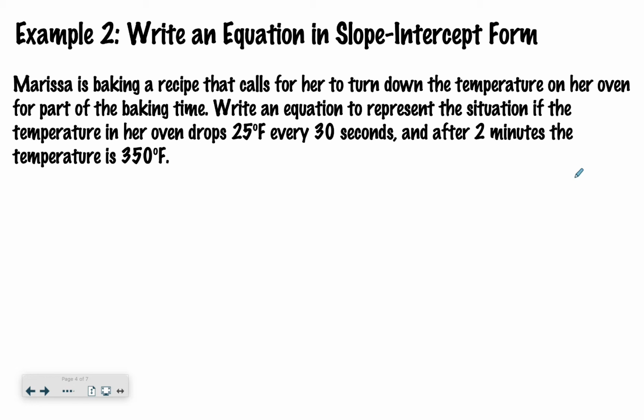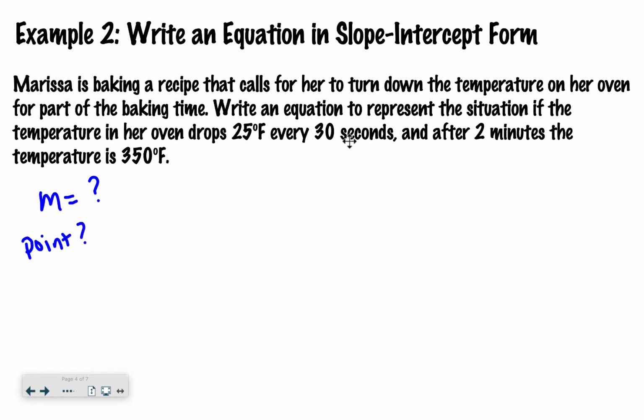So our word problem is, Marissa is baking a recipe that calls for her to turn down the temperature of her oven for part of the baking time. Write an equation to represent the situation if the temperature in her oven drops 25 degrees every 30 seconds. And after 2 minutes, the temperature is 350 degrees. So we want to figure out what is our slope and what is our point.